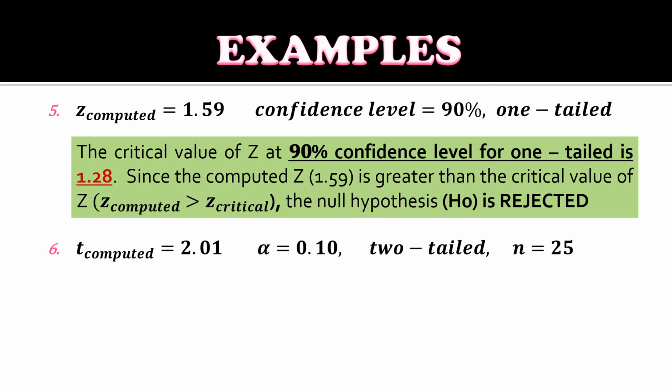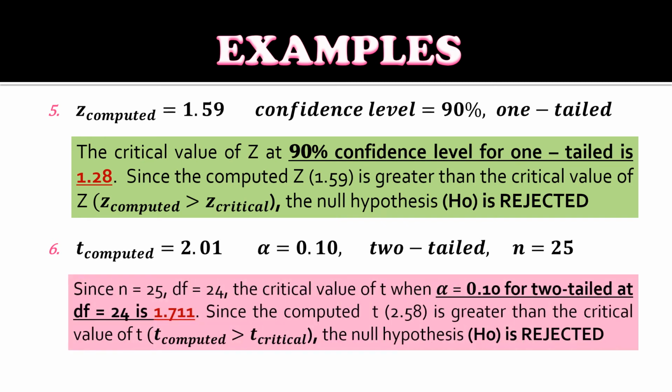And for the last number, since our sample size is 25, we'll be looking up at degrees of freedom equals 24. So the critical value of t when alpha is 0.10 for two-tailed at degrees of freedom 24 is 1.711. Since the computed t is 2.01, it is greater than the critical value. So therefore, we reject the null hypothesis.